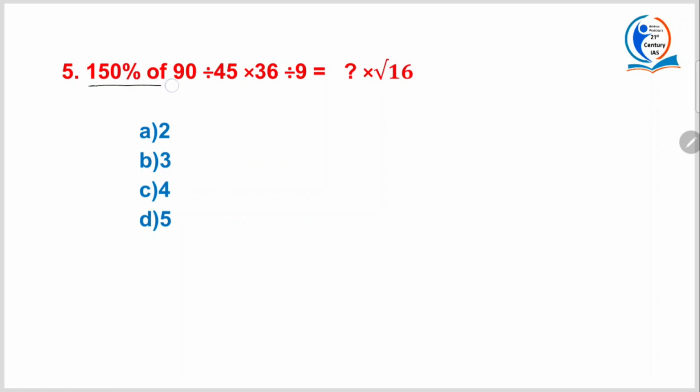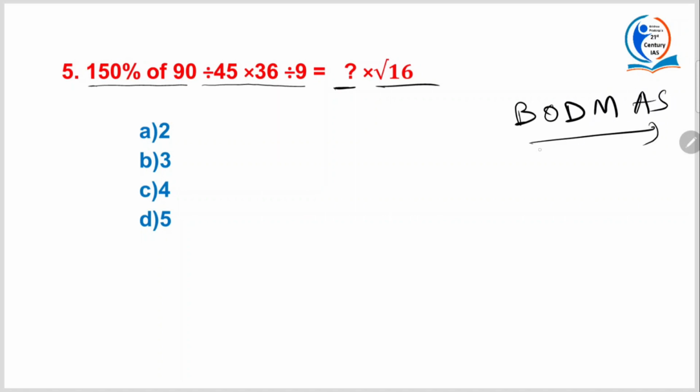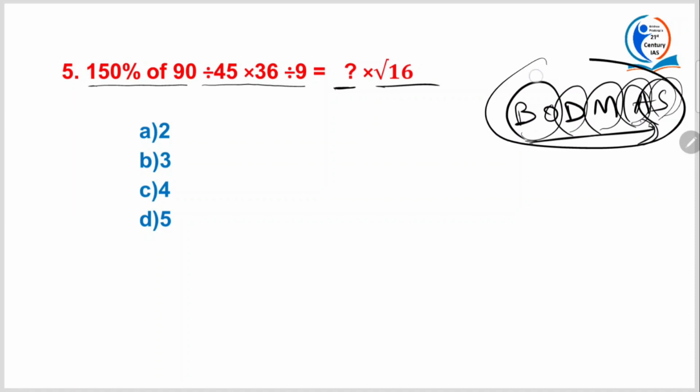Fine? Yeah. 150% of 90 divided by 45 into 36 divided by 9 is equal to some x number into root over 16. Okay. Generally, you have to follow the BODMAS rule only. The order of precedence of operations should be bracket first, then division, then multiplication, addition and subtraction. Okay. See, here everything is division and multiplication, so it might not matter much. However, if there are addition and subtraction operations in between these, definitely you will land up in a wrong answer. So, to be on a safer side, you have to follow this rule very strictly.